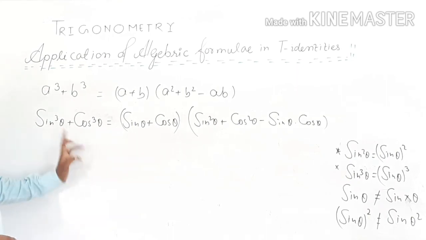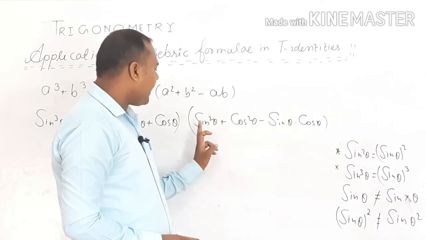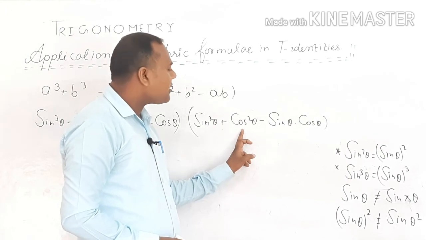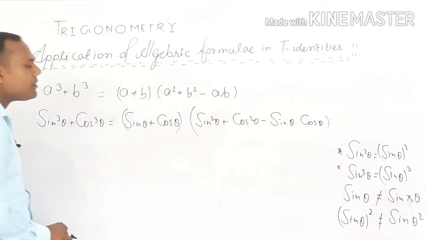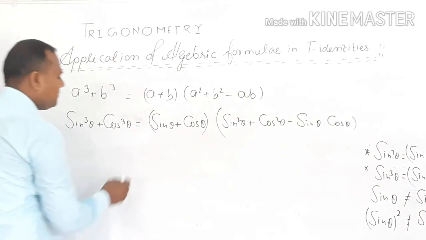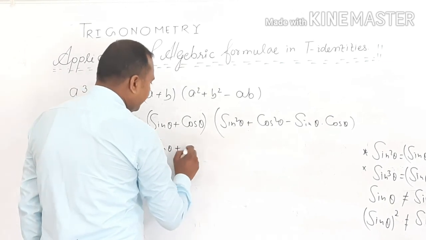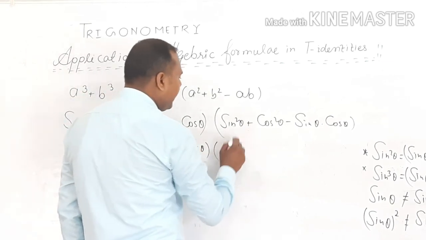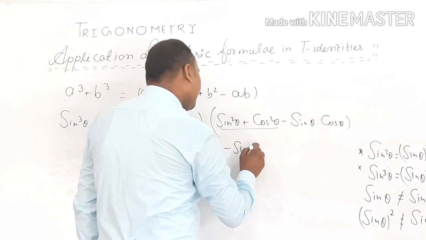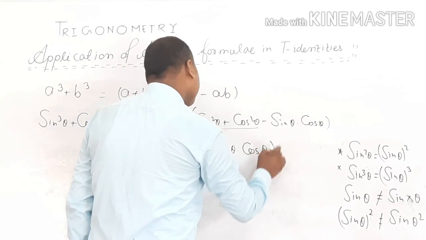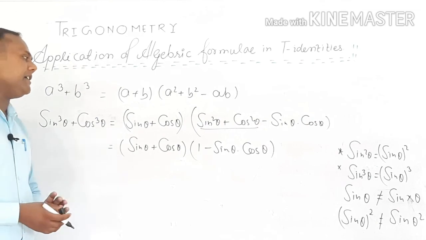This concept is also utilized in this formula: sin³θ + cos³θ means (sin θ + cos θ)(sin²θ + cos²θ − sin θ cos θ). So this becomes (sin θ + cos θ)(1 − sin θ cos θ). This result is frequently used in trigonometrical identities.